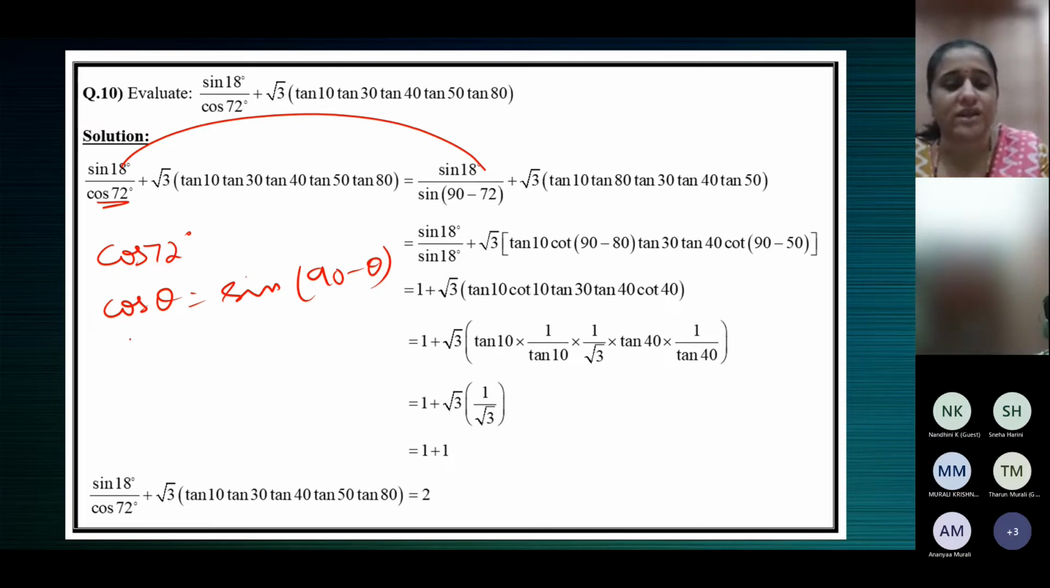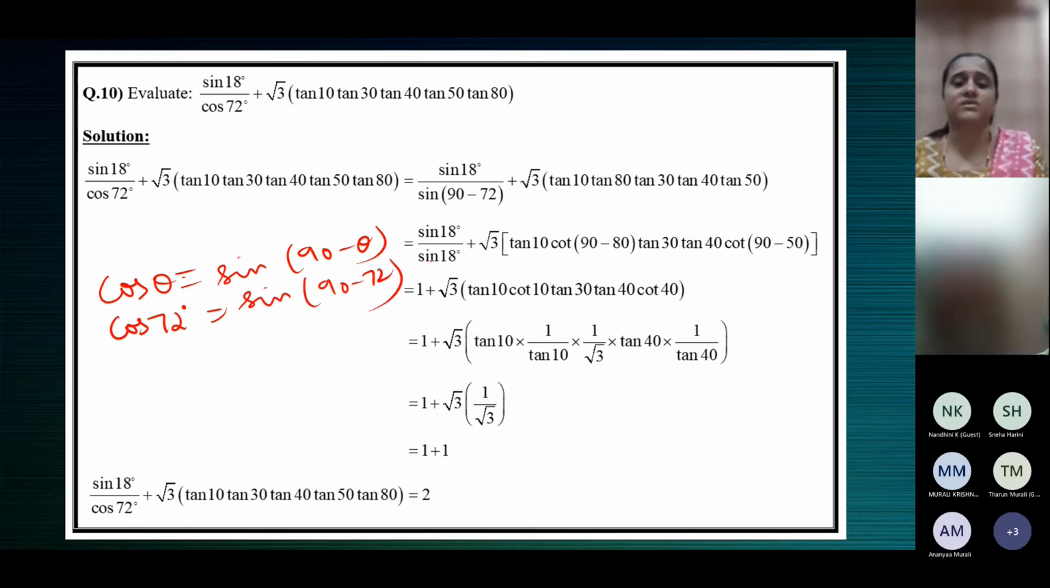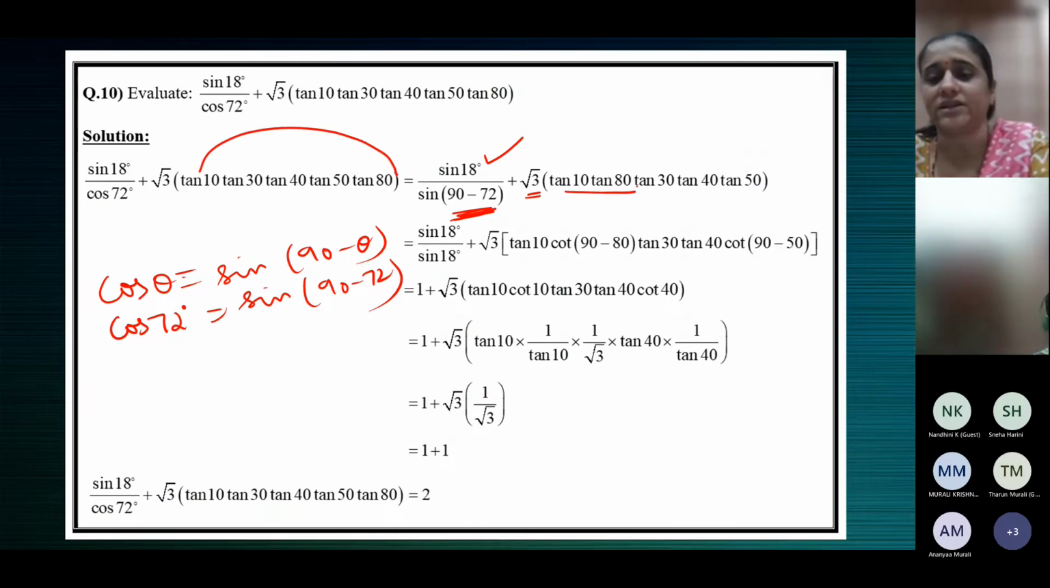Cos theta is equal to sine 90 minus theta. So cos 72 degrees will be sine 90 minus 72. That's what you see here. Sine 18 degrees as it is, and in the denominator, cos 72 is written as sine 90 minus 72. Okay, root 3 as it is. And group tan 10, tan 80. Just write them together. Tan 30 stands alone because it's a standard angle. You can get the value from the table. And then group 40 and 50.